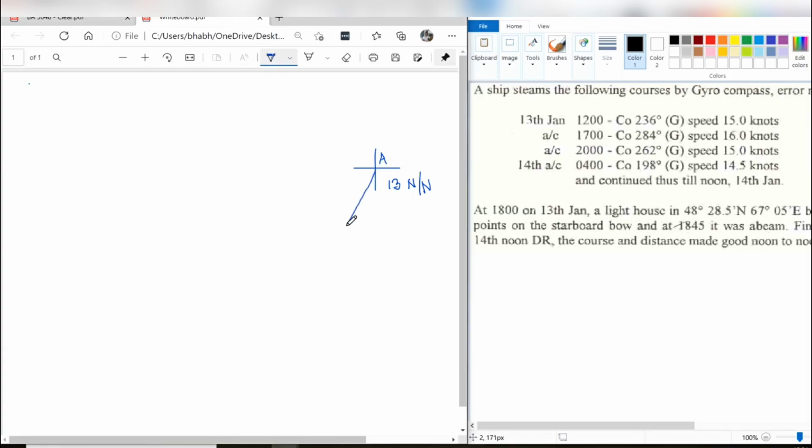Speed is 15 knots. So for 5 hours, how much distance we will cover? 75. Very good. So 236 and the distance covered is 75. The next course is 284. So let's proceed on 284. Speed is 16 knots and for 3 hours we maintain this course. 48. So 284 is the course and 48 miles is the distance of the second leg.